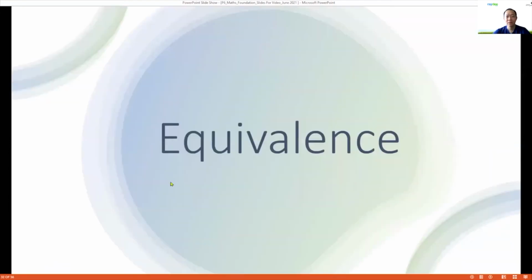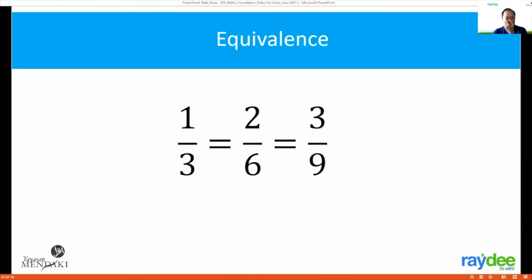The other concept they need to understand is the concept of equivalence. What is the meaning of equivalent fractions? So 1/3, 2 over 6, 3 over 9, they're all equivalent. That means if we were to reduce 2 over 6 or 3 over 9 to the simplest form, you get 1 over 3.